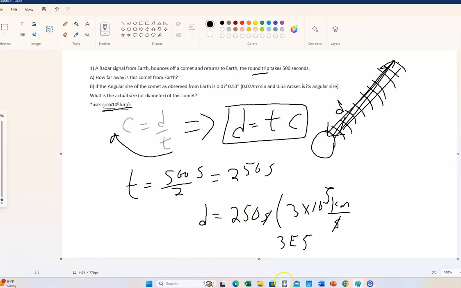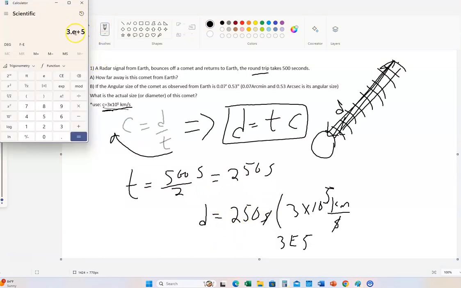All right, let's complete this calculation. So 3 times 10 to the fifth, that's what this is in the calculator. Again, you're never hitting times, you're never hitting 10. You have to have a scientific calculator to do this. This is a college level science course, so make sure you have access to a scientific calculator. So times 250. Now notice this calculator did not put it in scientific notation. I'm going to put it in scientific notation here.